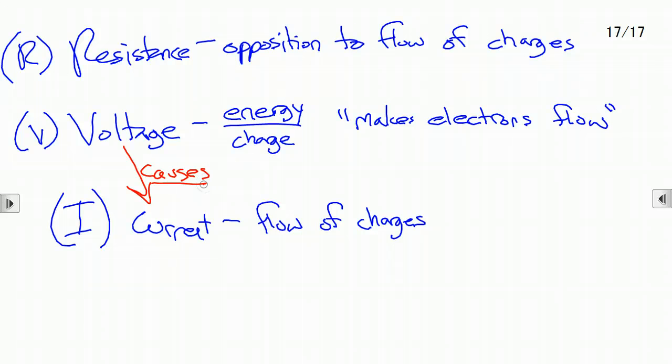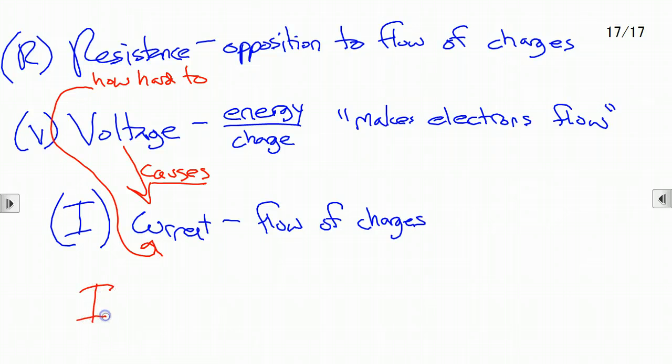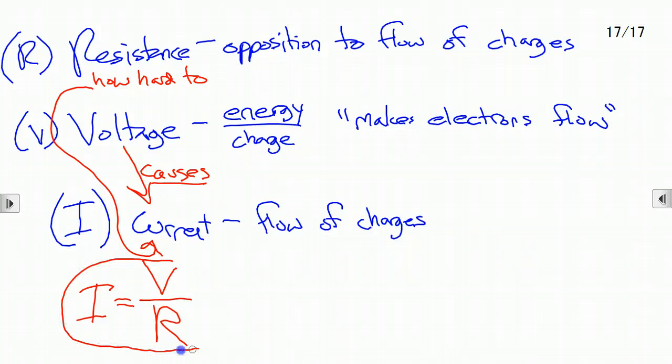So voltage makes it flow, resistance opposes that flow. How hard is it to flow? So think, how hard to make current? How hard is it to flow? Voltage is going to cause that. Which is why, to get current, if you have more voltage, you have more current. That's why it's on top. If you have more resistance, you have less current. That's why it's on bottom. I tend to write Ohm's law this way because it summarizes that relationship.